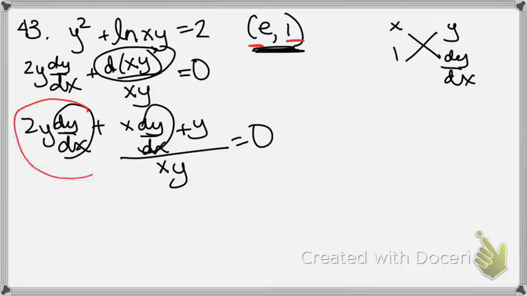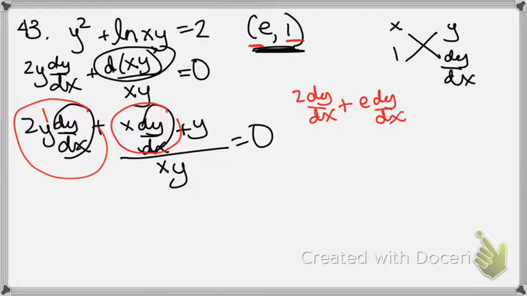All of my x's are going to be e's, and all my y's are going to turn into a 1. So this guy, 2 times 1, so we're going to have a 2 dy/dx, plus we have an x dy/dx, so that's e dy/dx, plus y, which is 1, over x times y, which is e. It didn't get much prettier, did it? Didn't get very pretty.